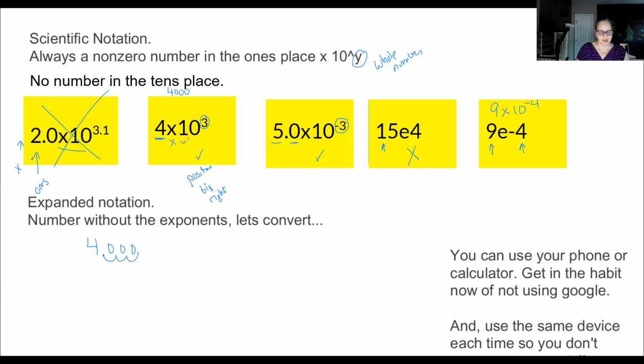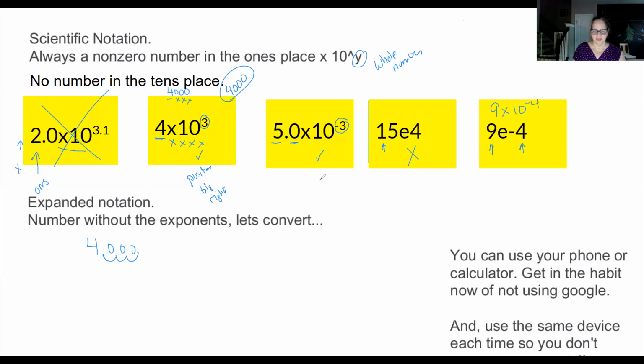1 sig fig, because you don't count sig figs after the x. 1, the first sig fig, and we don't count that. This does not mean the answer is 4. The answer is still 4,000, but it only has 1 sig fig in it. It has to match the sig figs we started with.